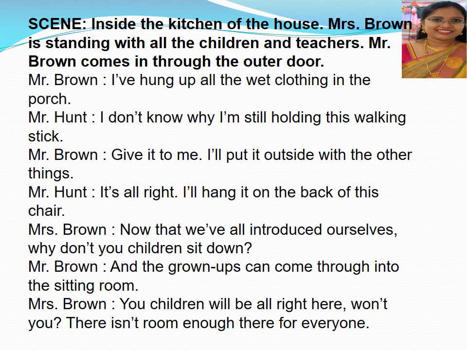Explanation in brief. Here Mr. and Mrs. Brown are the new characters. They got into the house, with all the children and all the teachers. Mr. Brown has taken all the wet clothes, and they have kept them for drying. And all the elders were sitting in one room. So finally they got the shelter, so that they can be away from the rain, and they can take rest for some time in that house.